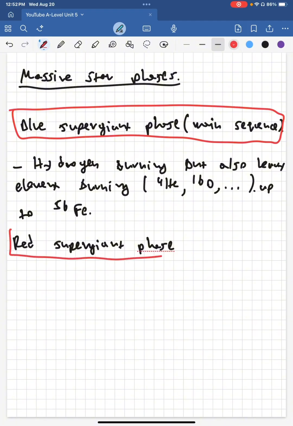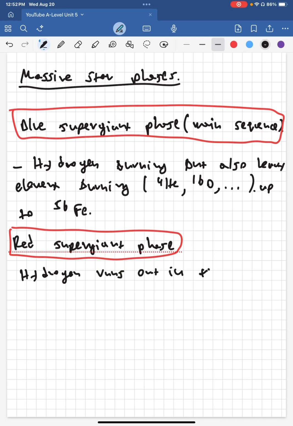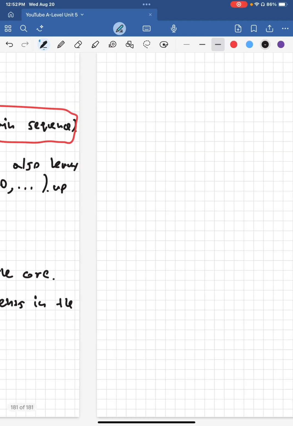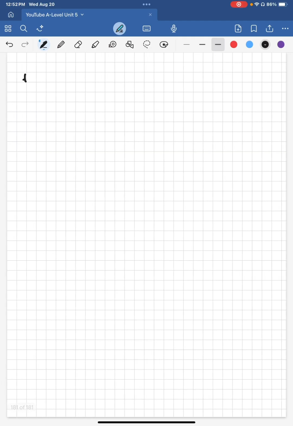Okay, once hydrogen runs out, we enter the red supergiant phase, which means that hydrogen runs out in the core, and we have fusion or burning of heavier elements in the core, okay? The next phase now is the type 2 supernova.